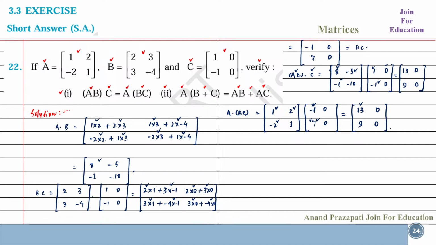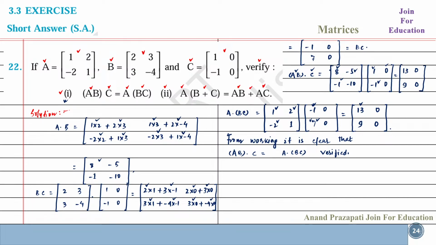So from working it is clear that AB into C equal to A into BC, verified. Of that there is no problem to understand the solution of 22 to 1 as well as the explanation of the solution of 22 to 1.